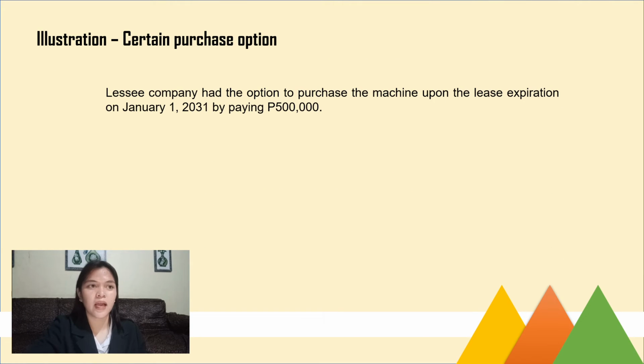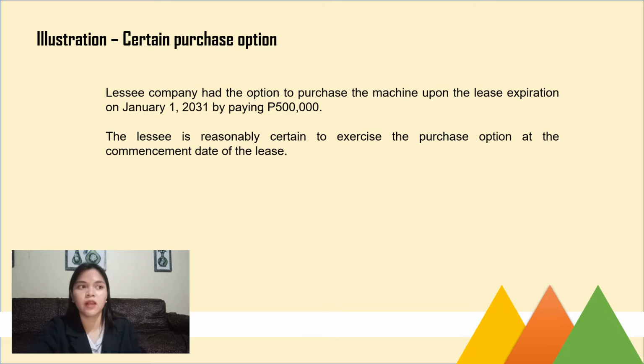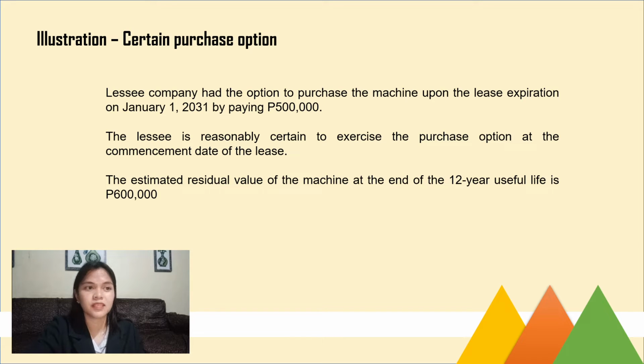The lessee company had the option to purchase the machine upon the lease expiration on January 1, 2031 by paying 500,000. The lessee is reasonably certain to exercise the purchase option at the commencement date of the lease. So, the estimated residual value of the machine at the end of the 12-year useful life is 600,000.